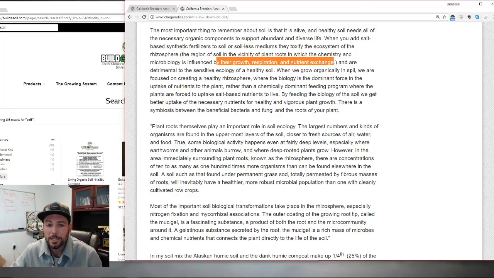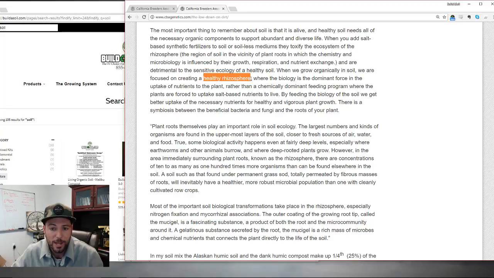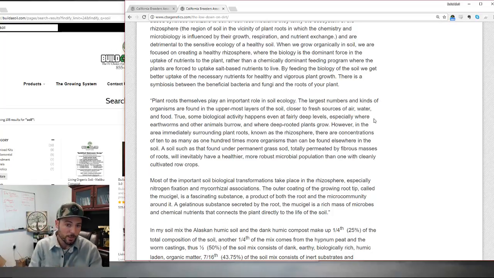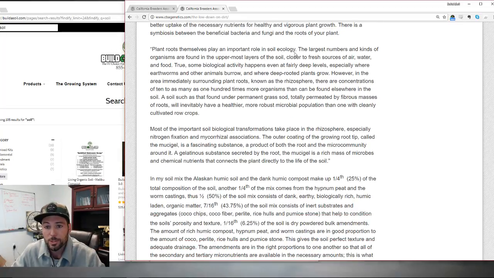Okay, when we grow organically in soil, we're focused on creating a healthy rhizosphere where the biology is the dominant force in the uptake of nutrients to the plant, rather than a chemically dominant feeding program where the plants are forced to uptake salt-based nutrients to live. By feeding the biology of the soil, we get better uptake of the necessary nutrients for healthy and vigorous plant growth. There's a symbiosis between the beneficial bacteria and fungi and the roots of your plant. Plant roots themselves play an important role in soil ecology.